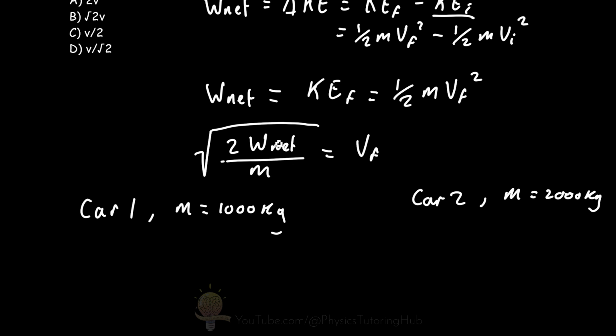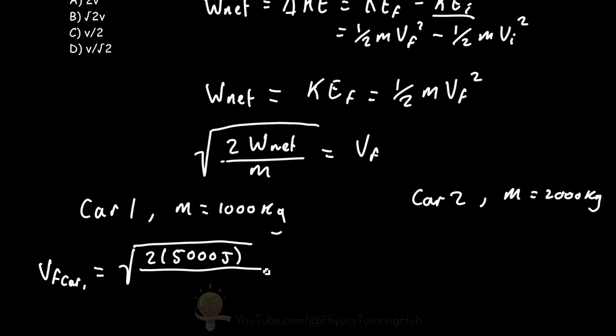So if we know the mass and the net work done, we can find the velocity for these two different cars here. So the final velocity for car 1 is equal to the square root of twice times 5,000 joules, the work, divided by 1,000 kilograms.